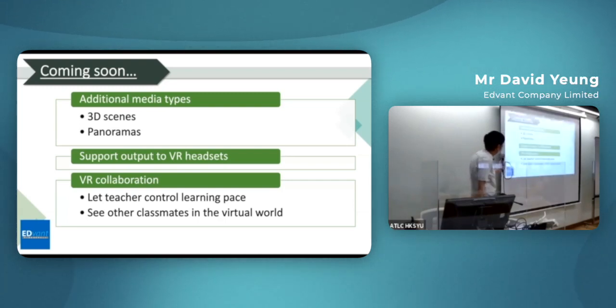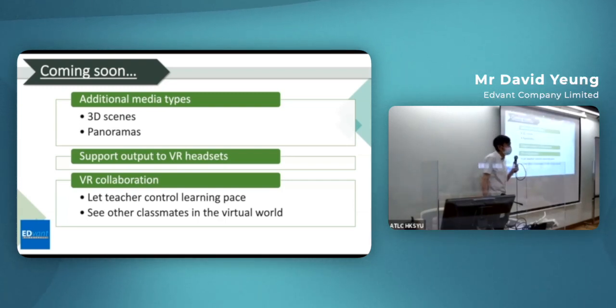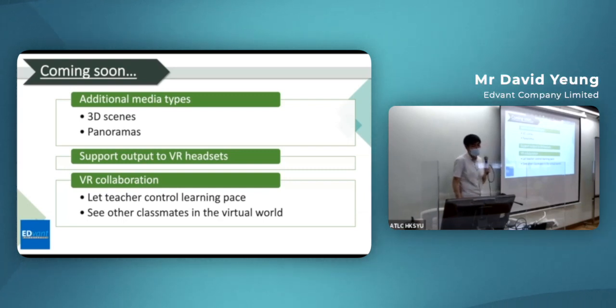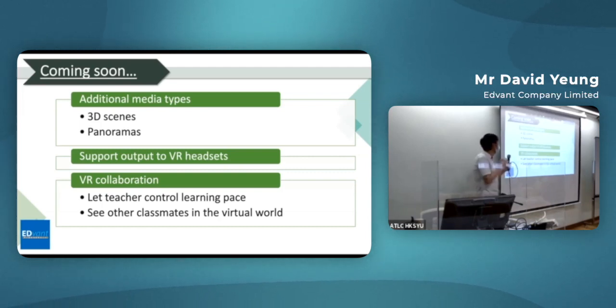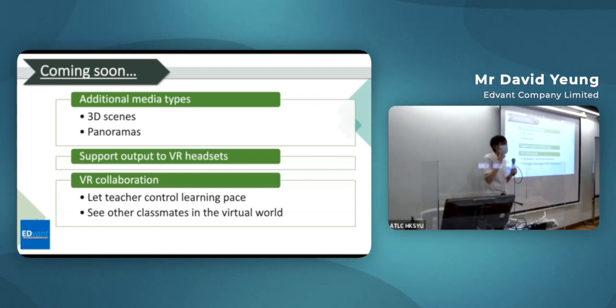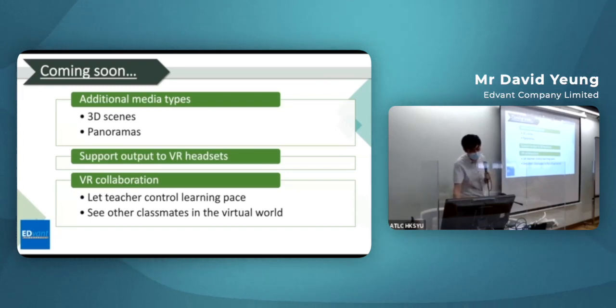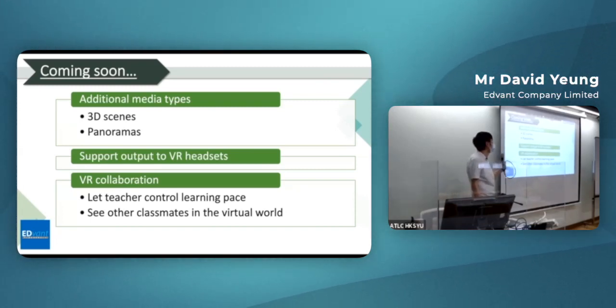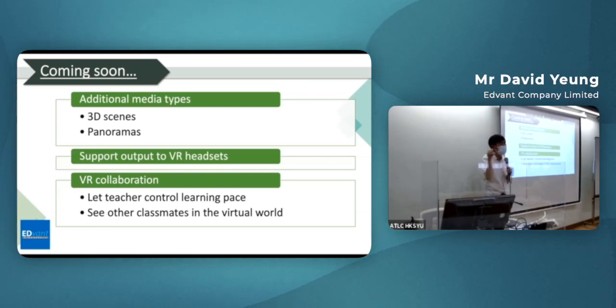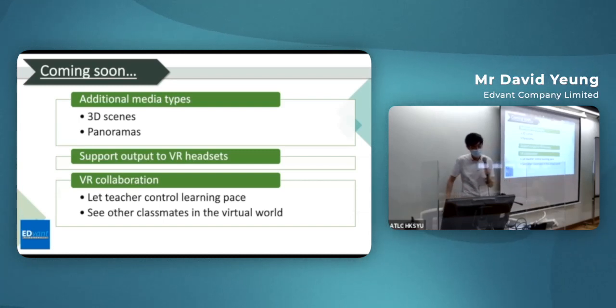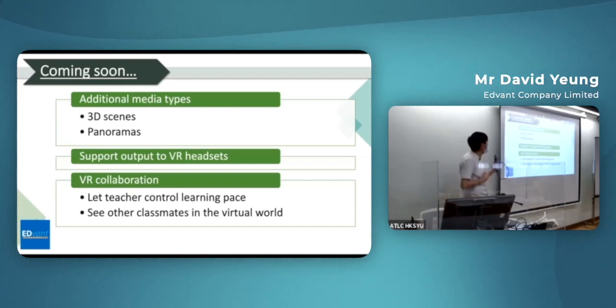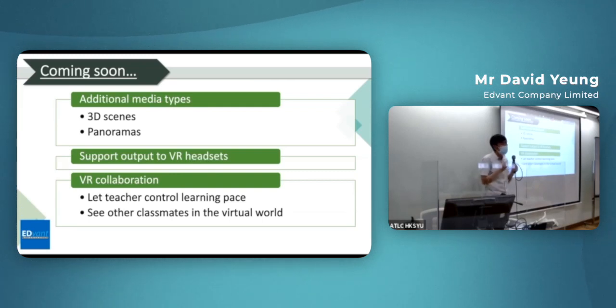We know that there are some limitations to our system, so we have some features planned in mind. The first is to support the additional media types which we didn't support, like the panoramas and 3D scenes. 3D scenes are very similar to 360 photos, but instead of moving to another photo, we move within the 3D world from one place to another. And we also try to add support for different VR headsets so that we can use the controllers instead of staring to control the whole experience.